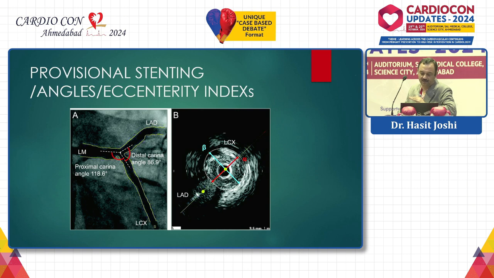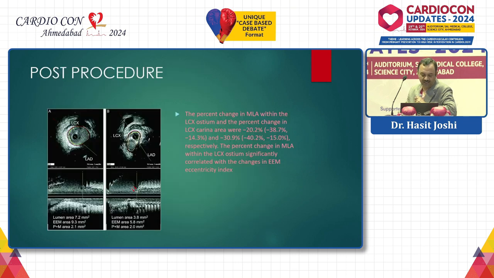Distal carina angle, these are the same trials, which shows that the distal carina angle changes from 70 to 86%, and the luminal loss occurs more than 20%. Second thing, the eccentric index of EEM changes with stenting, and there is eccentric angle, that is alpha and beta. Alpha changes during this. So the circ ostium, after crossover stenting, is quite oblong, not a routine round which would be there.